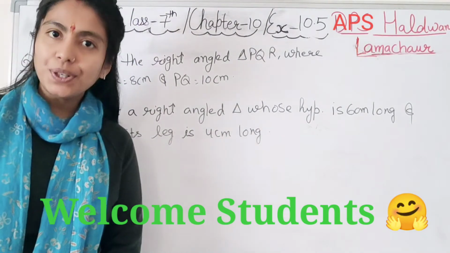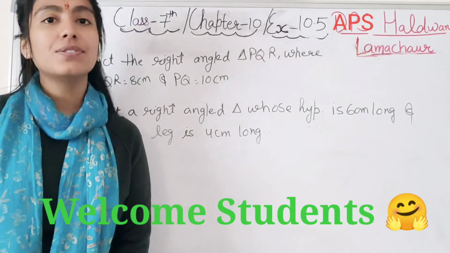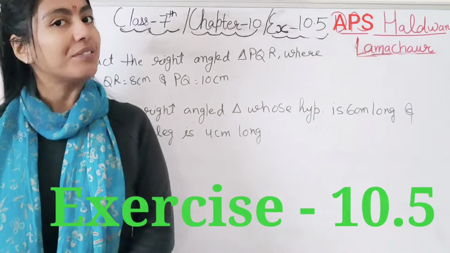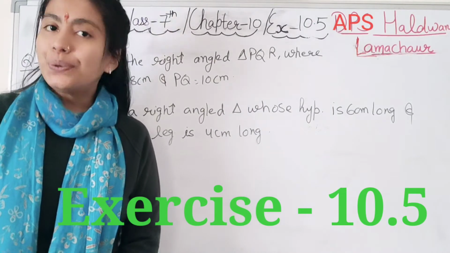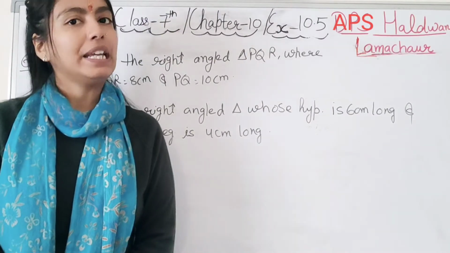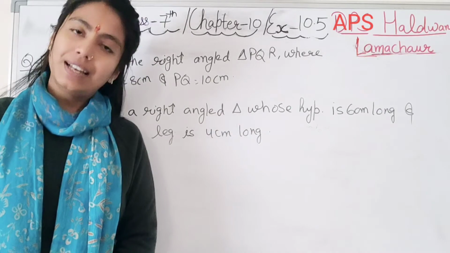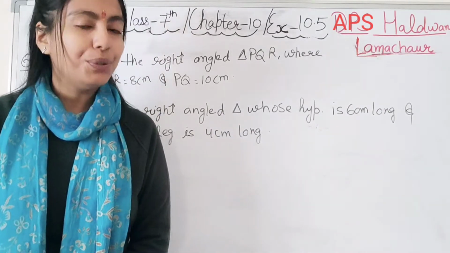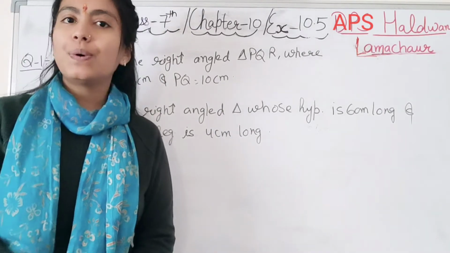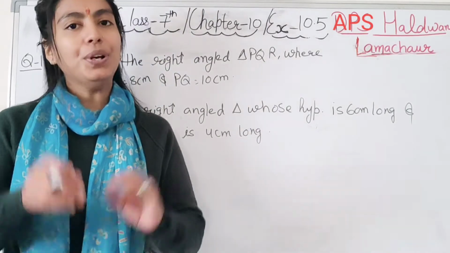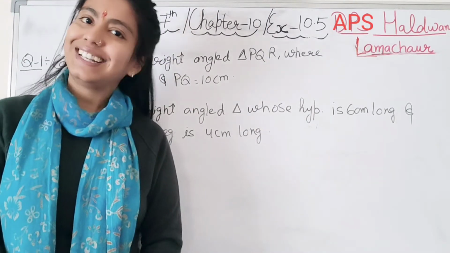Students, today in this video we are doing our last exercise of chapter 10, that is 10.5, right? And as an introduction to this exercise, again we'll have to draw triangles. One angle and two sides are given to you, or all three sides are given to you. So whatever condition is given to you, you have to draw the triangle, right?